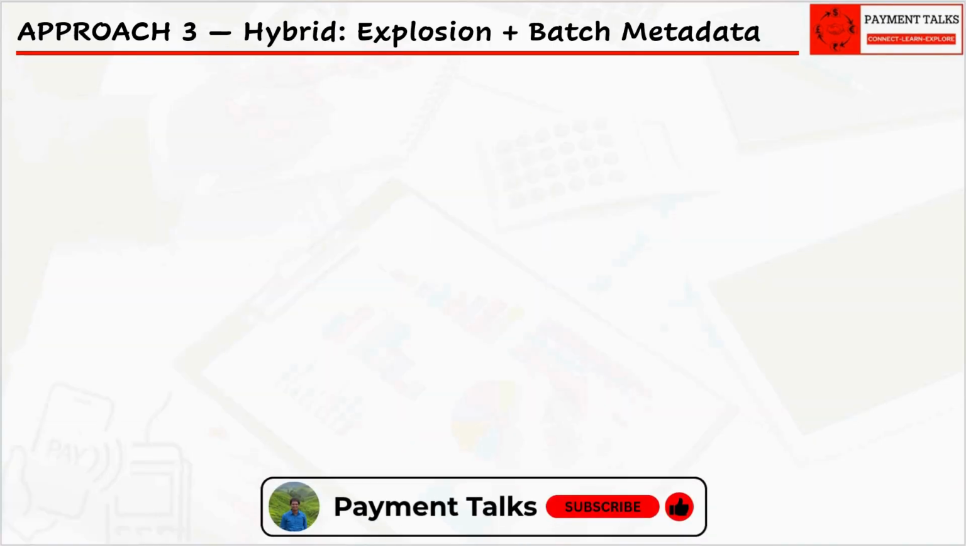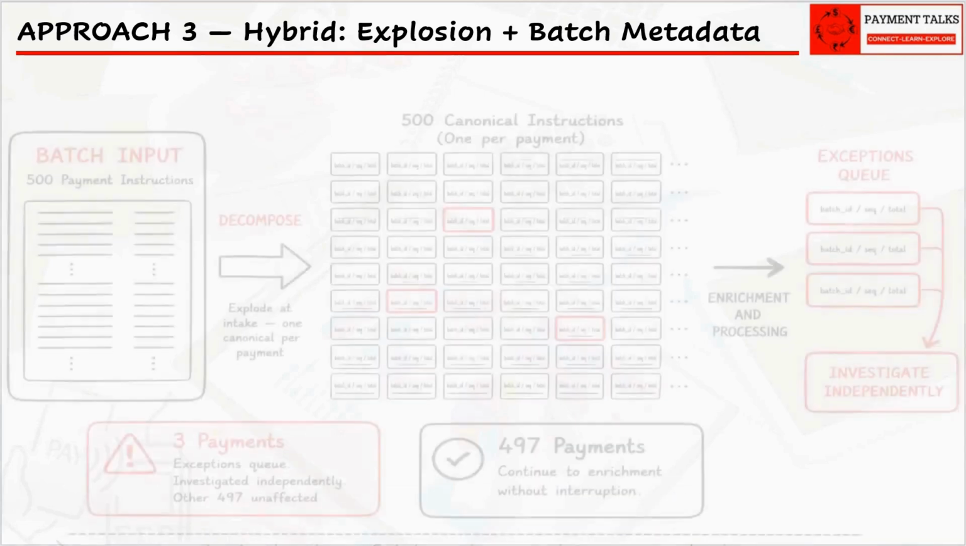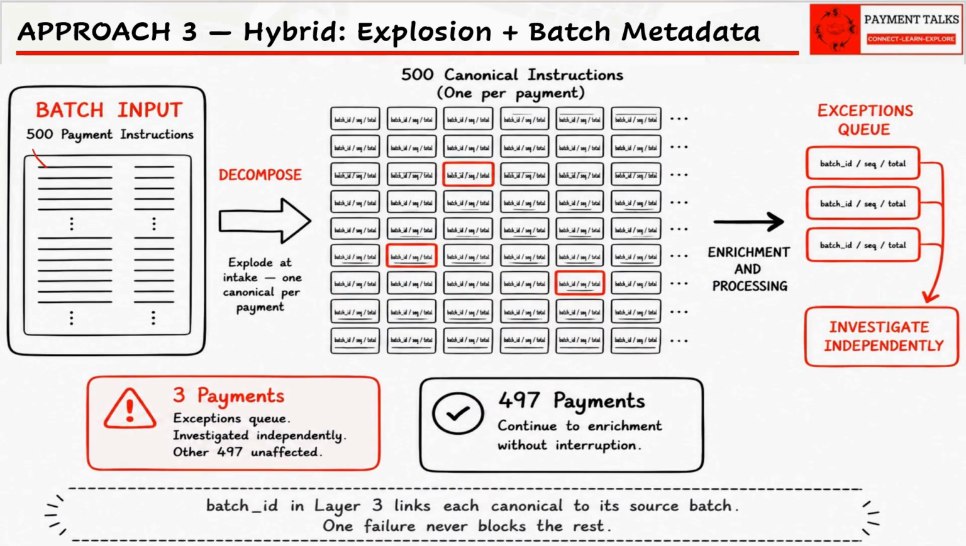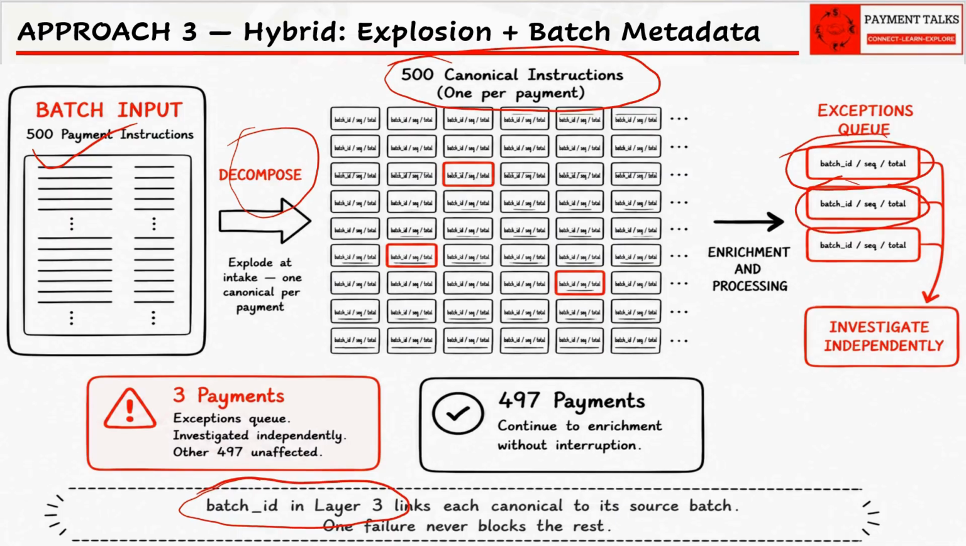Approach 3 solves this completely. Receive 500 batch payments. Decompose into 500 individual canonical instructions. As each canonical is created, tag it in layer 3 with batch ID, batch sequence, and batch total. 3 instructions fail validation or compliance. They go to the exceptions queues and are investigated independently. The other 497 continue processing without interruption.